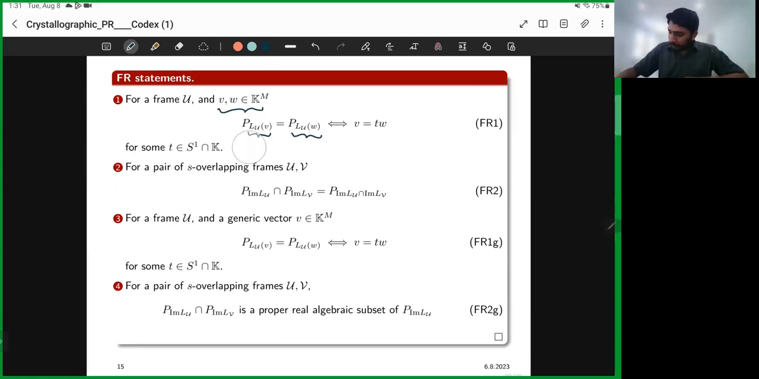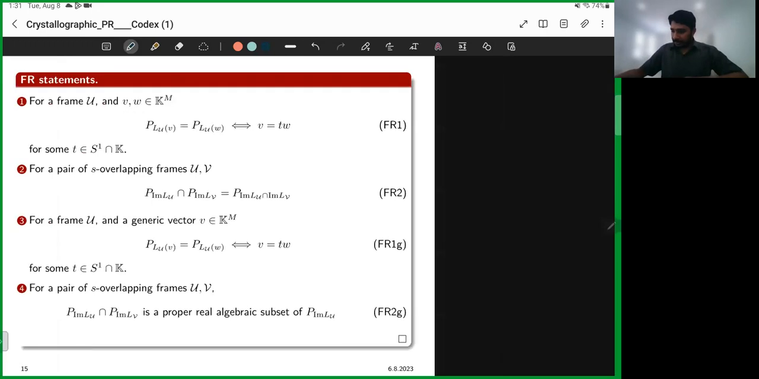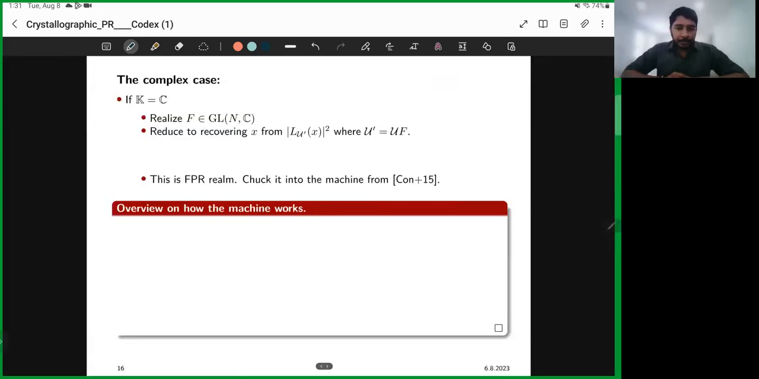And this is going to help us a little bit because, as you can imagine, the F stands for frame. So this is going to reduce to the frame phase retrieval case in the very next slide, actually. So we realized when K is the complex number, so this is kind of the easy case, when K is C, we notice that F is an invertible linear transform from Cn to Cn, and that's going to help us a lot.